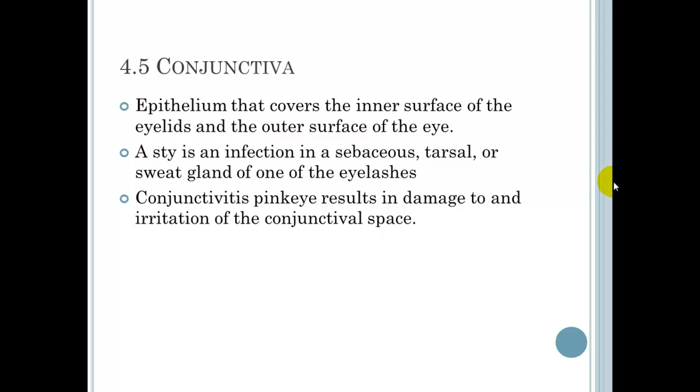4.5 is conjunctiva, epithelial layer that covers the inner surface of the eyelids and the outer surface of the eye. A sty is an infection in a sebaceous, tarsal, or sweat gland of one of the eyelashes. Conjunctivitis, pink eye, results in damage to and irritation of the conjunctival space.